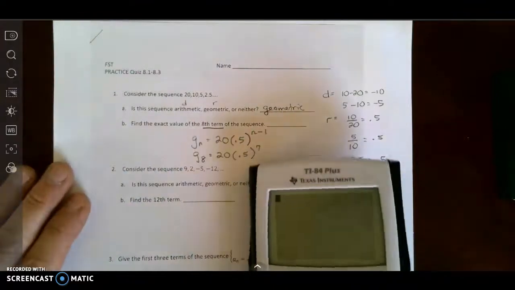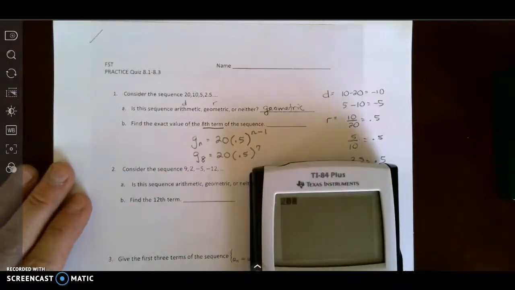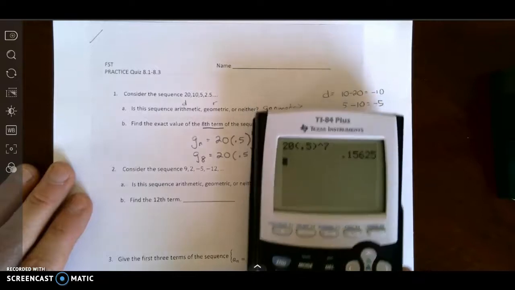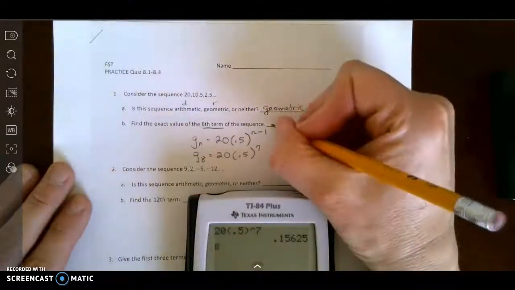So I'm going to go to my calculator. 20 times 0.5 to the 7th. And I get 0.15625.